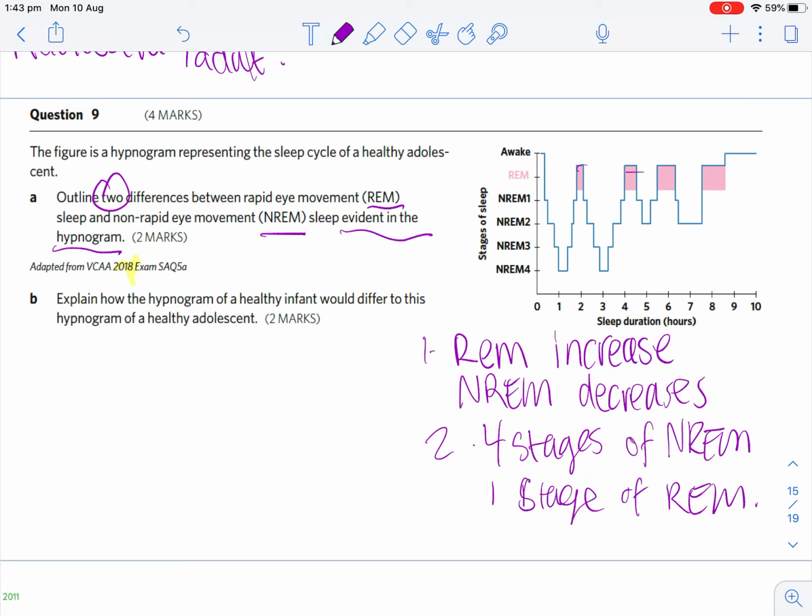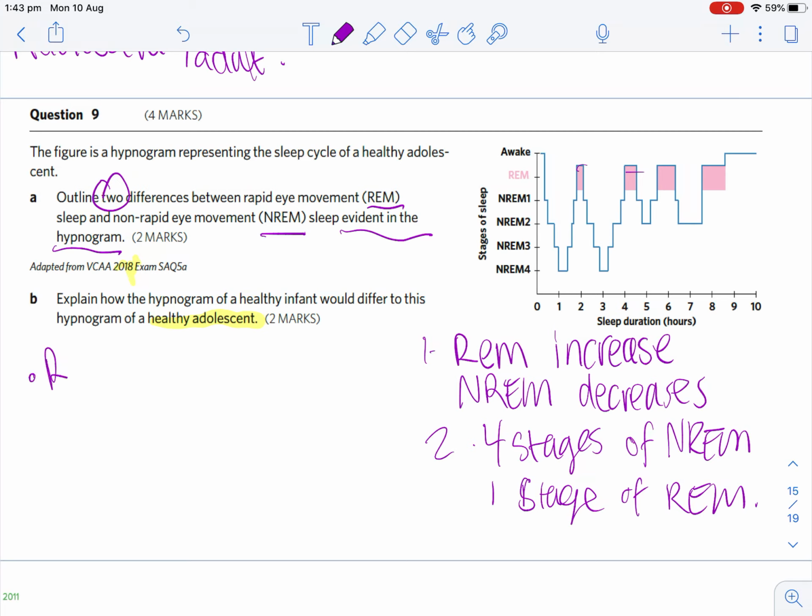Okay, and let's look at B. Explain how the hypnogram of a healthy infant... Oh, sorry about my dog barking. I think some mail just got delivered and it's probably for me. Explain how the hypnogram of a healthy infant would differ to this hypnogram of a healthy adolescent. So what would be different if it was an infant?